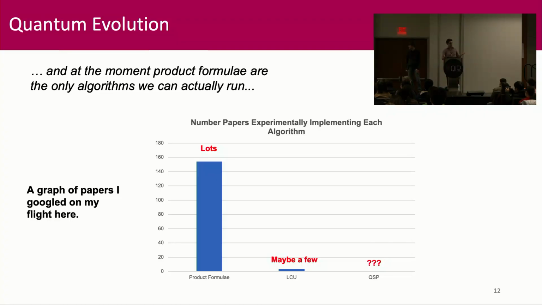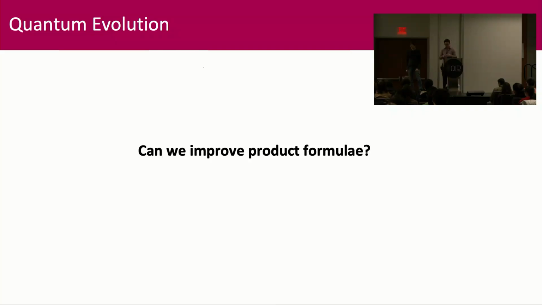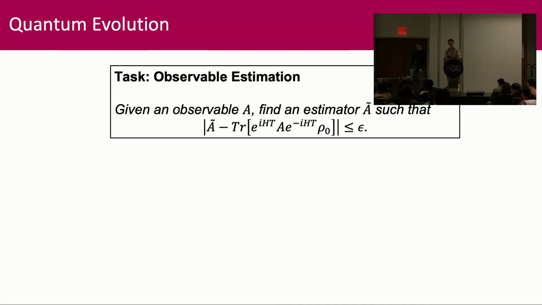OK, so at this point, I hopefully convinced you that we should probably try and improve product formulae as much as possible. So how can we do that? For the rest of this talk, we're going to be interested in a slightly restricted task for the purposes of improving product formulae. We're going to be restricting ourselves to the task of observable estimation. Given some observable that I'm interested in learning expectation values about, can we construct an estimator, A tilde, which approximates the true time-evolved expectation value?